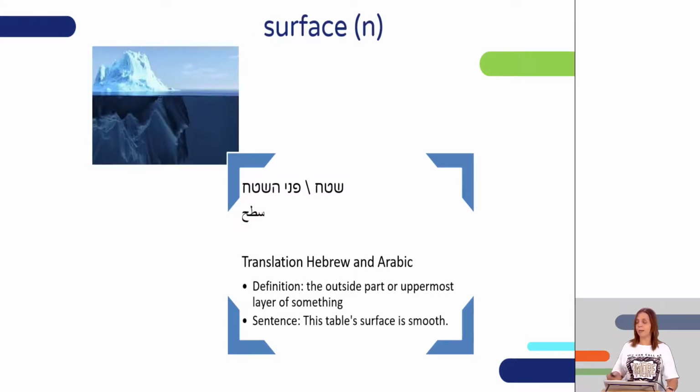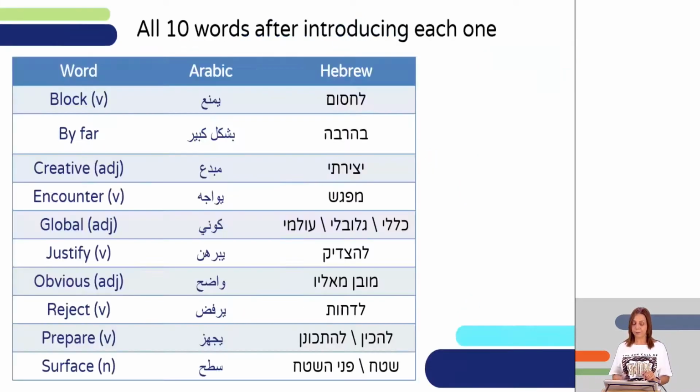The surface, here we have the surface of the table, and we have here the surface of the laptop, and usually we say the surface of the sea. So what do we mean by the word surface? It is the outside part or uppermost layer of something. So, for example, here we have a sentence. The table surface here is smooth. So surface is the upper side of something.